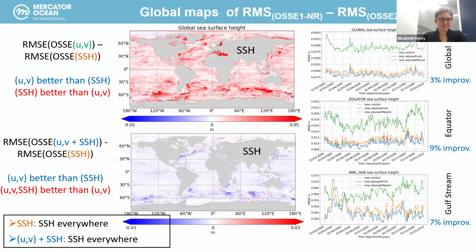So now we looked at the SSH. At the top, it's really highlighting that the SSH, of course, is better constraining the SSH variable in the analysis. And at the bottom, we can see that if we add UV on top of the SSH, then it improves further the SSH estimate, which is quite interesting. And the improvements are the strongest from the time series we see on the right on the equator, but there are also improvements in the Gulf Stream area.